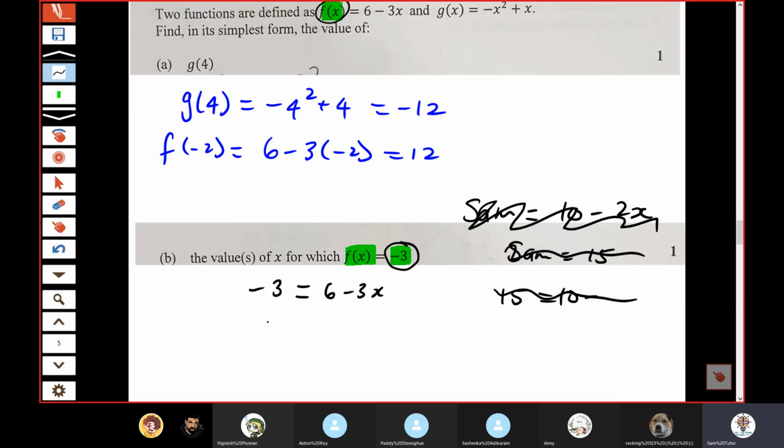Negative 3, take away 6, negative 9. Do you need help? No. x equals 3.